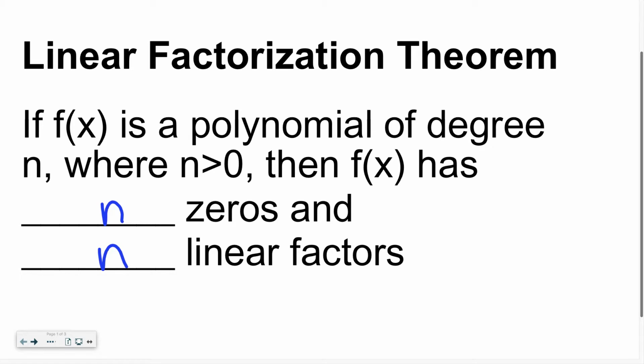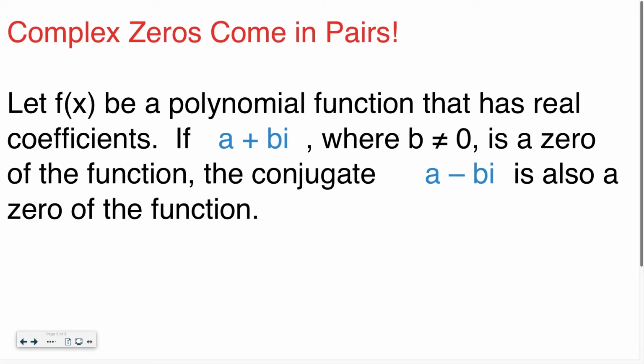You had like 4 plus 2i and 4 minus 2i, right? The cool thing about complex zeros, imaginary zeros, is that they come in conjugate pairs. So if a plus bi is a zero, then a minus bi is a zero. Imaginary zeros will always come in conjugate pairs. Complex zeros come in pairs.